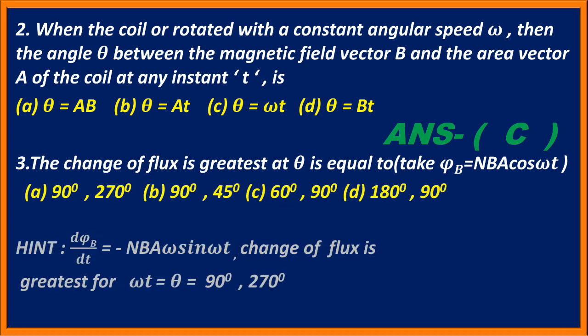In the third question, the change of flux is greatest at theta equal to, take phi B equal to NBA cos omega t. Now you select the correct one. Here the correct answer will be option A, 90 degree and 270 degree. You can go through the hint. Differentiate phi B with respect to t, you will get the change of flux. d phi by dt equal to minus NBA omega sin omega t. Change of flux is greatest for omega t equal to theta equal to 90 or 270.